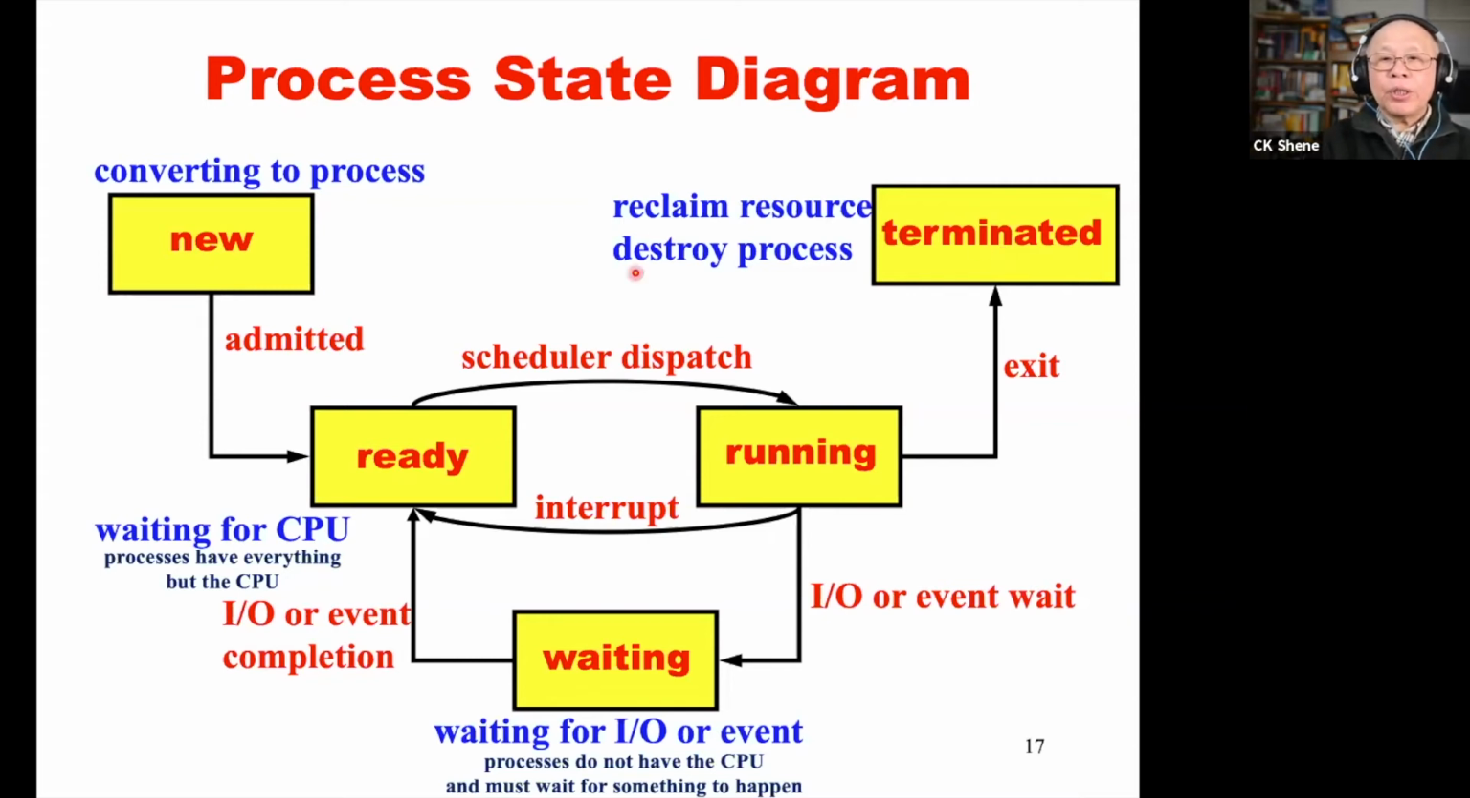So this transition diagram is so important. Remember the meaning of new, ready, running, waiting, and terminate. And why a process would be in ready, why a process is in running, why a process is in waiting, and how a process goes from ready to running and back to ready, or to waiting and back to ready, and so on. Remember this transition diagram as much as possible and as accurately as possible, because we're going to use it over and over.